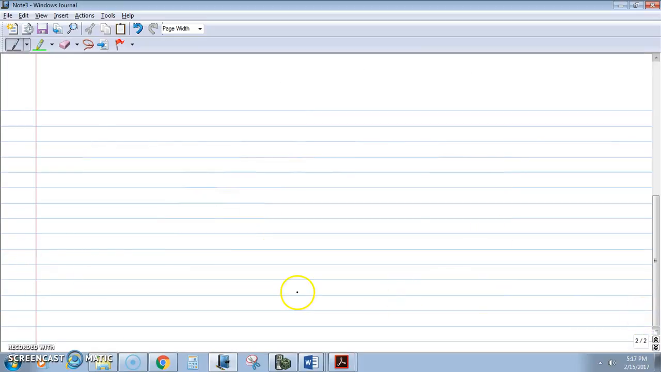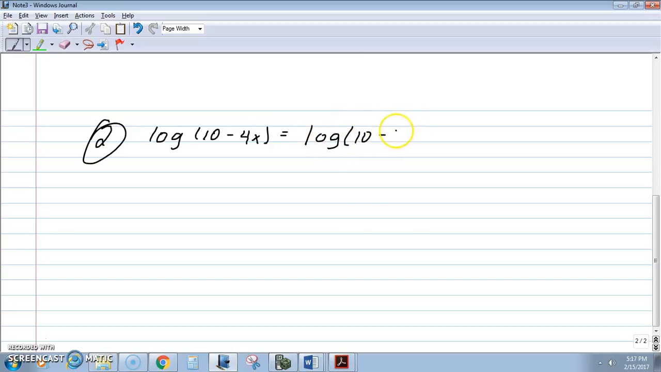Let's try number 2. The log of 10 minus 4x equals the log of 10 minus 3x. Okay, both have log base 10. Let's go ahead and just set them equal to each other.